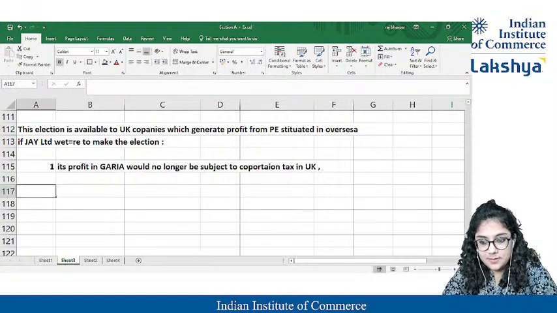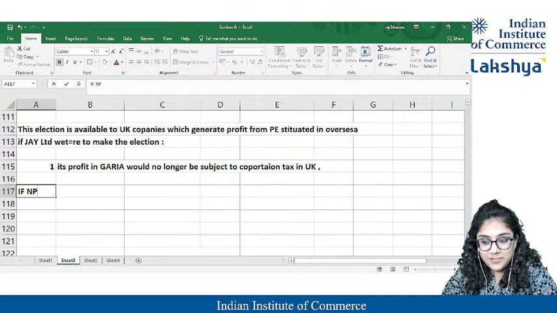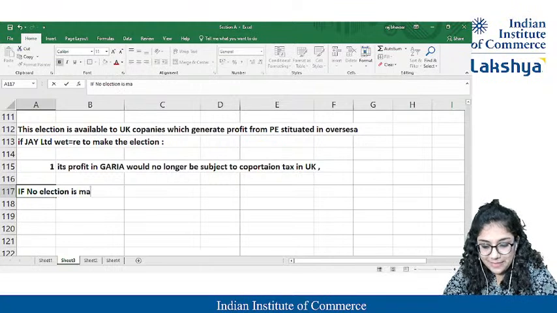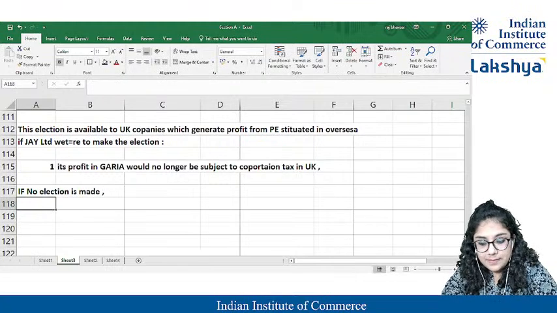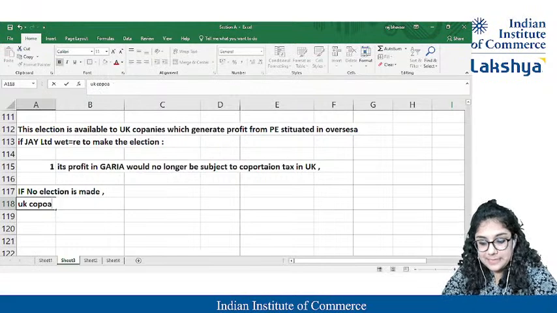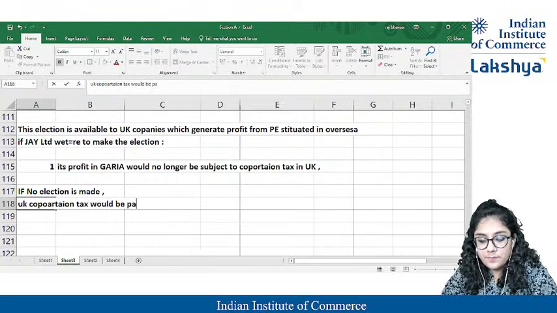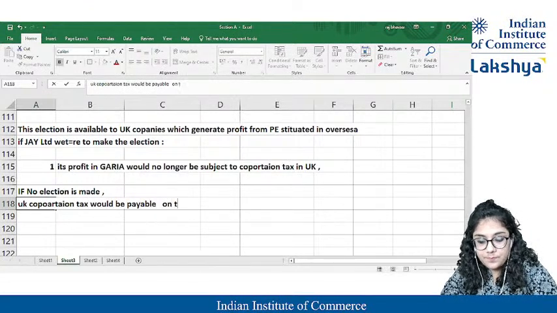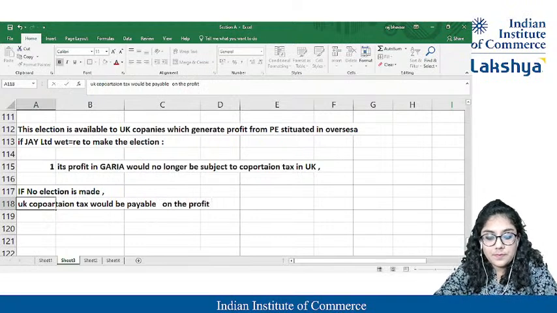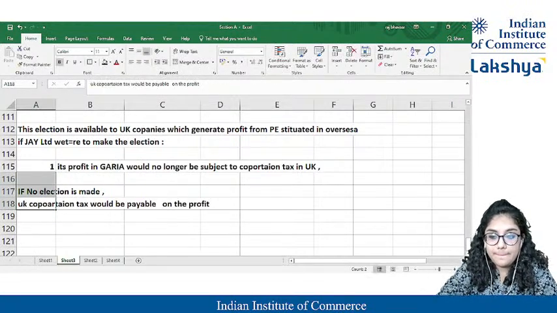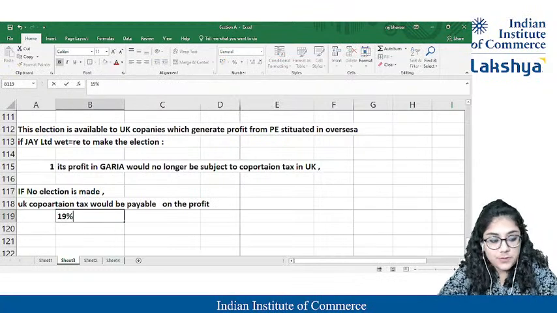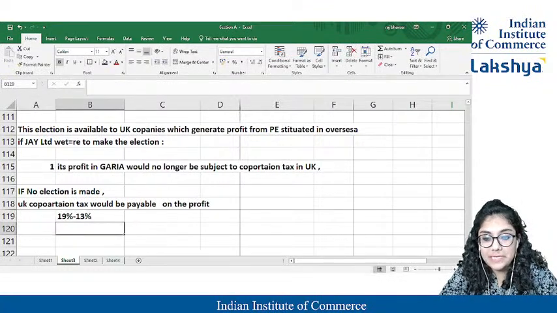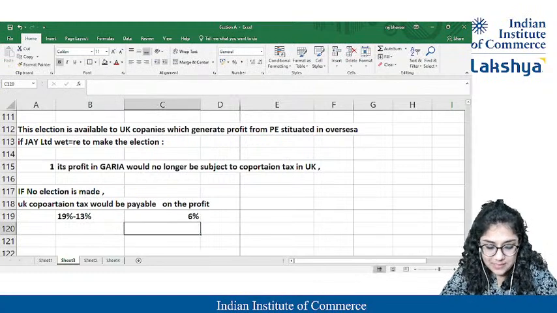But if no election is made, then UK corporation tax is applicable on the profits. That is basically 19% minus 13% tax, which is equivalent to 6% tax. Hey, what is this, guys?